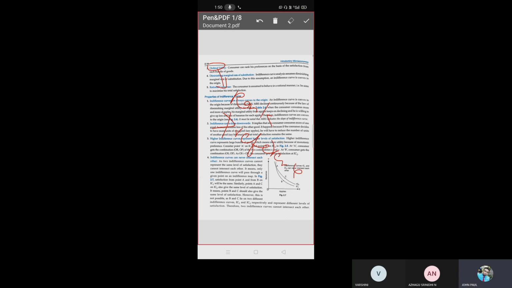So for which combination we are going to give preference, that is called the ordinal utility approach. And what do you mean by indifference map? Indifference map is a family of indifference curves.